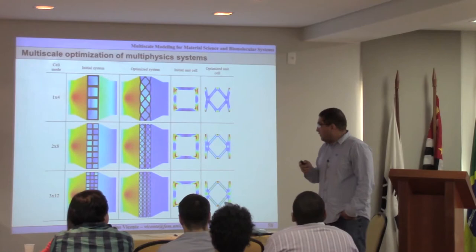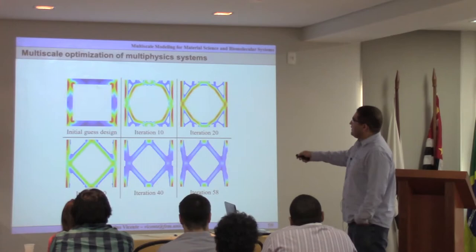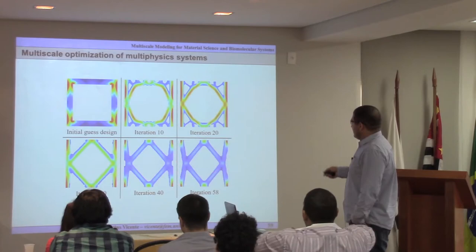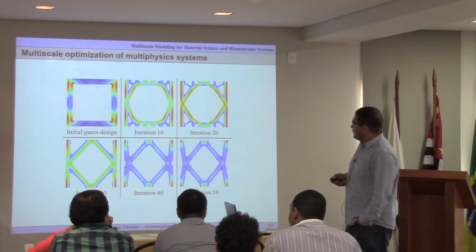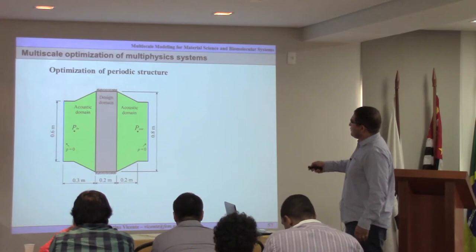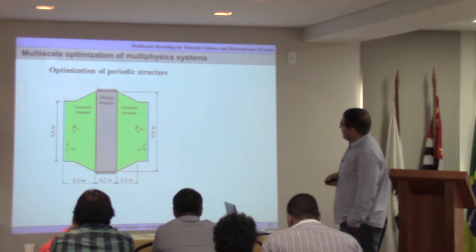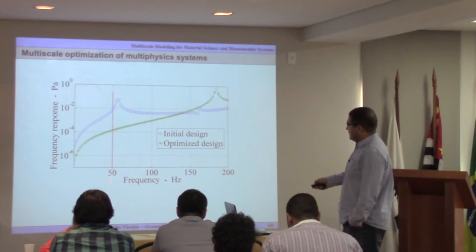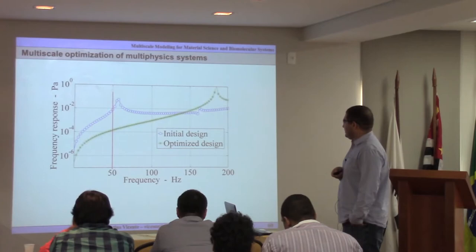Here is the evolution. So the initial guess design was like this, in the tenth direction, and after 58 iterations, the convergence to this final topology. This was the first case. Again, the frequency response of the pressure, now the frequency response considering the pressure, not the displacement like in the first case. The frequency response now is the acoustic pressure at this point. We can see that at the frequency that we want to minimize, there was a great reduction of the frequency response.